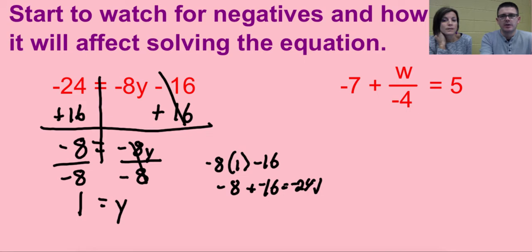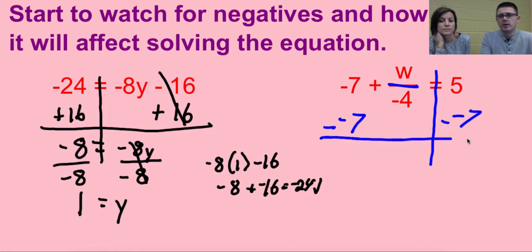Our next one up here, negative 7 plus w, remember that fraction bar is really code for divided by negative 4 equals 5. This one's a little tricky, so pay close attention. Always focus on the variable. What did they do to the variable? Well, they added a negative 7. So we want to do the opposite. The opposite of addition is subtraction. But we want to do the same number that they were adding. They were adding a negative 7, so I'm going to subtract a negative 7 on both sides.